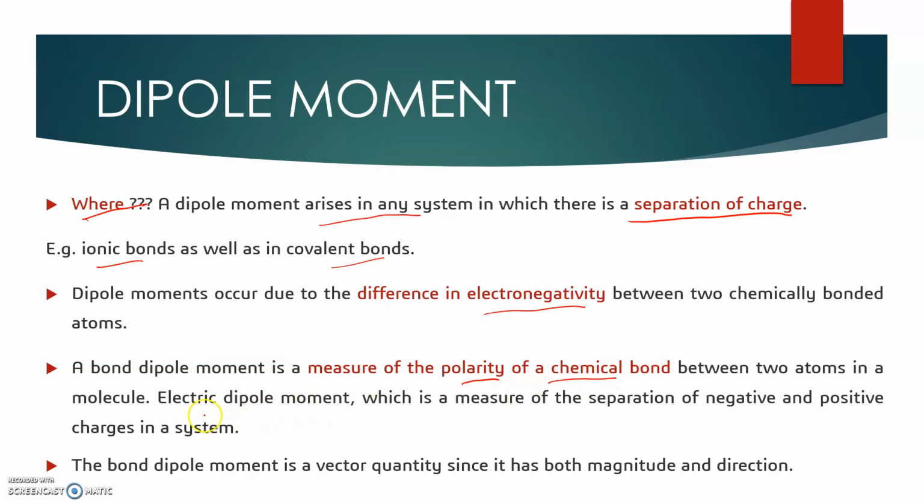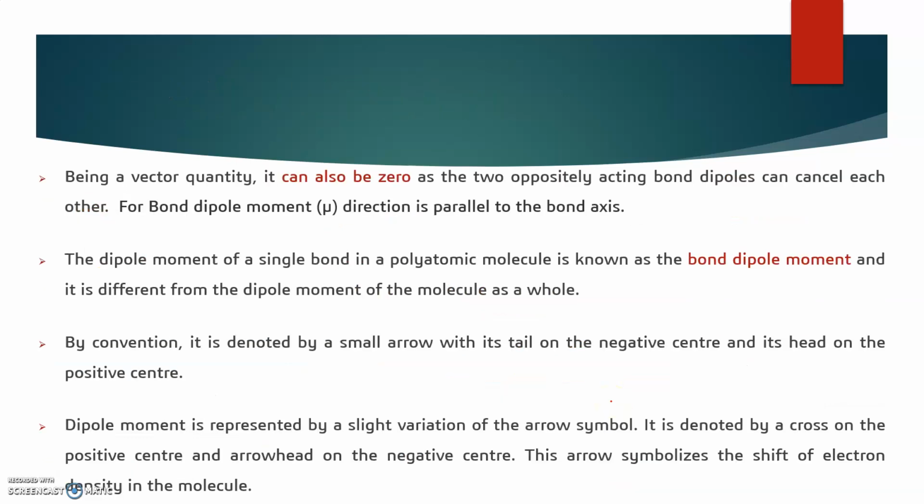So we have to understand the concept of electric dipole moment, which is a measure of the separation of negative and positive charges in any system. Since it is a measure of separation of the charges, the dipole moment for a bond is a vector quantity and has both magnitude as well as direction. Since it is a vector quantity, its value can be 0 if they are in two opposite directions. That is, if the dipoles are in opposite directions, they will cancel each other out.